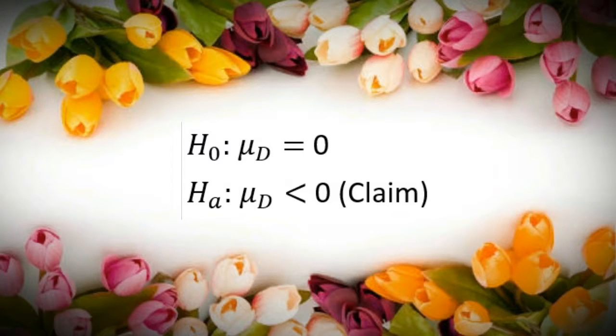The null hypothesis, or H sub O, the mean of the differences is equal to 0. The alternative hypothesis, or H sub A, the mean of the differences is less than 0, which is the claim.